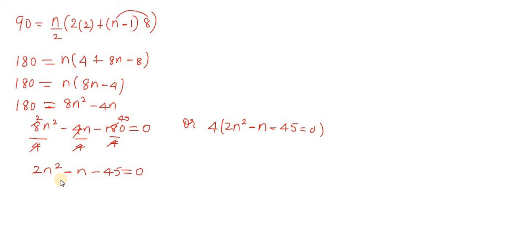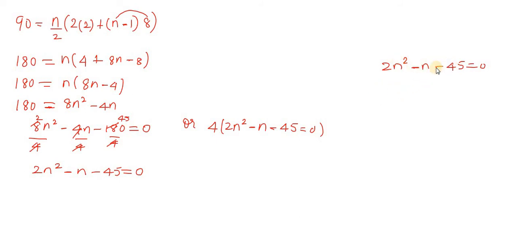Yes. So now we need to simplify this according to the quadratic equation methods. I think the easiest one is factorization, so we can go for the factorization method only. Now here 2n square minus n minus 45 equals 0. Why should we do all this? To find the value of n.